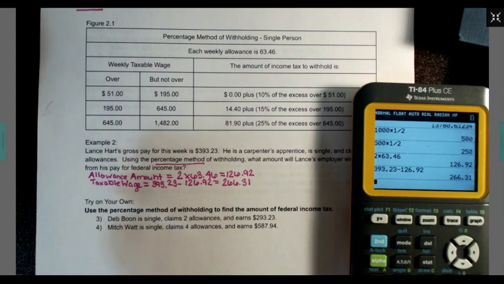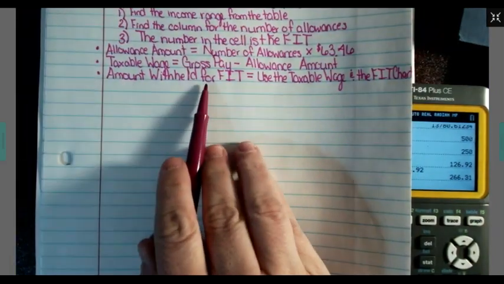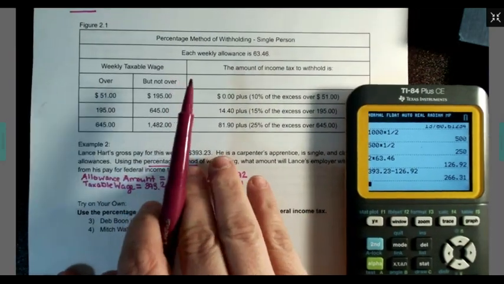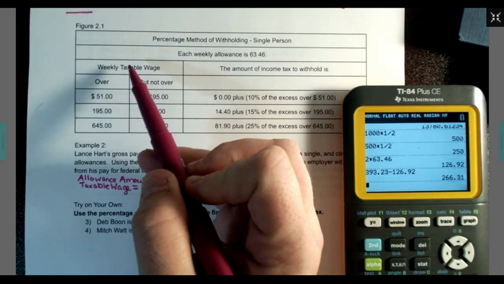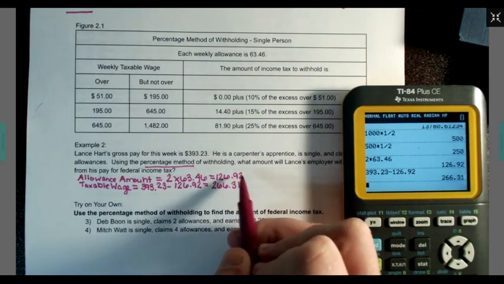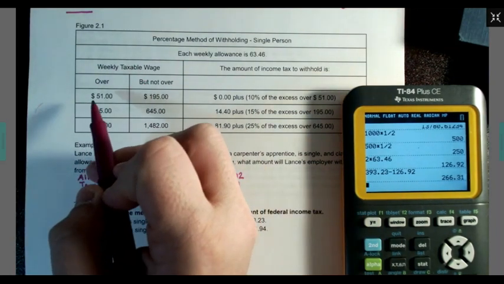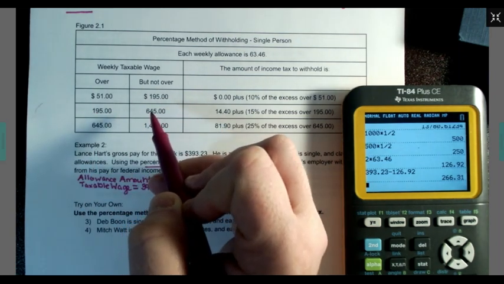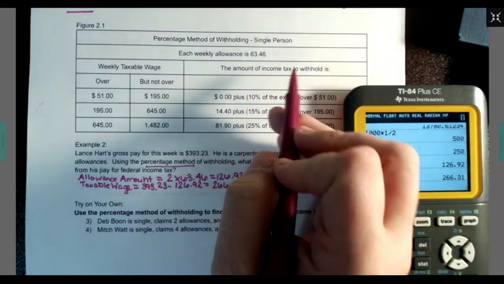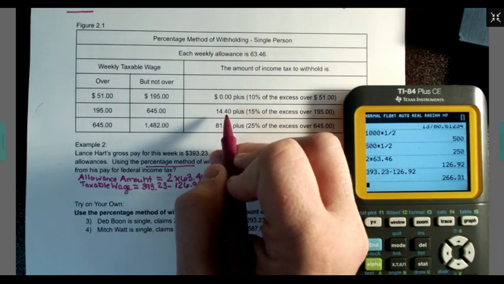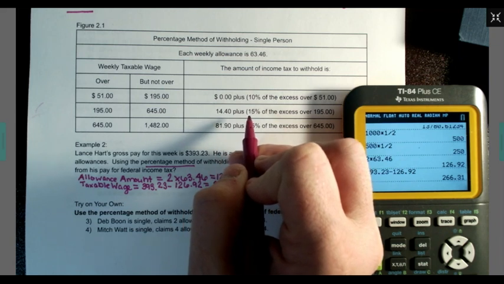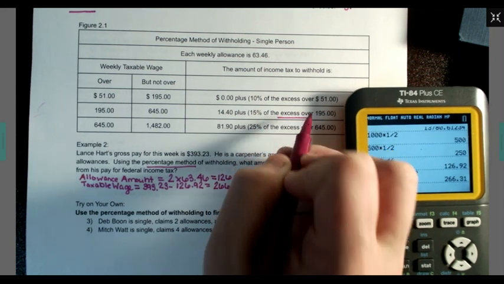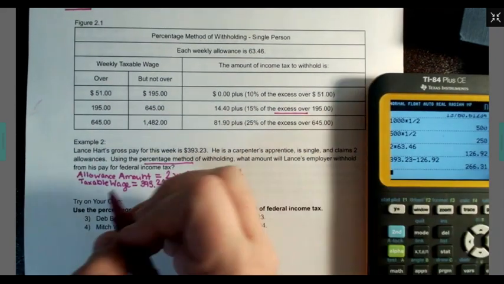Last, it says amount withheld for FIT, use the taxable wage in the FIT chart. So it's asking us to use this chart. Our weekly taxable wage is this $266.31. So we're over 195 but less than 645. So it says the amount of income tax to withhold is $14.40 plus 15% of the excess over 195.